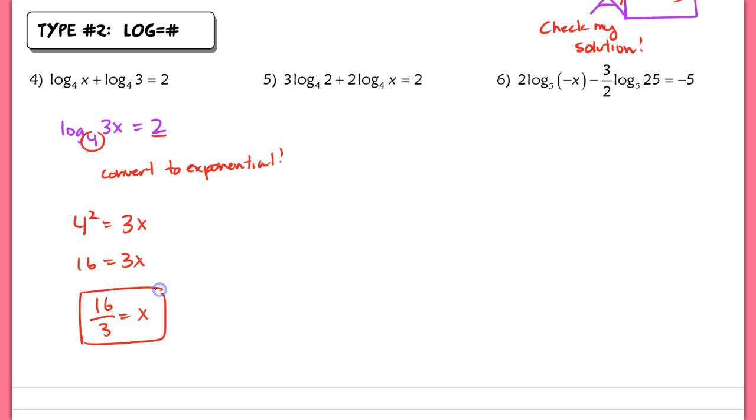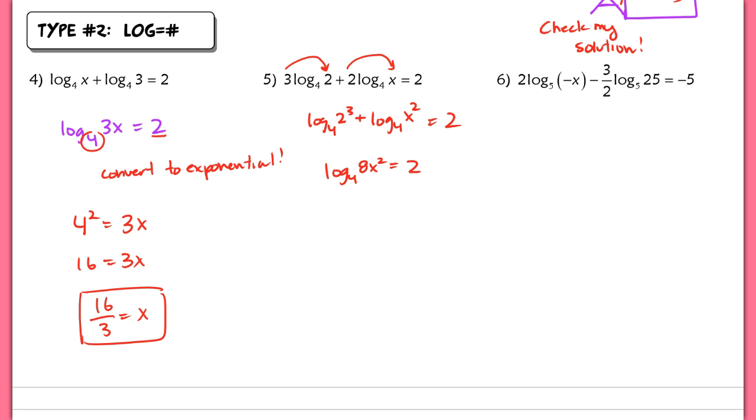Okay? Now in the second example, I have a little bit more complex question here because it results in a quadratic. So if I were to condense here, I'm going to bring that 3 here and make that log base 4 of 2 to the third plus log base 4 of x squared. So bring that 2 here. And then I'm going to condense further by making this the product of 8 and x squared, so 8x squared. So we have log base 4 of 8x squared equals 2.